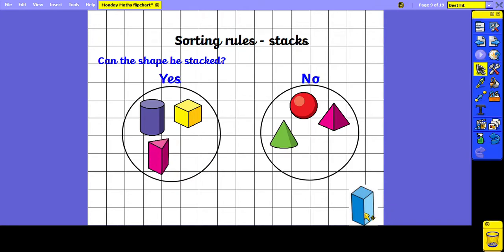And finally, the cuboid we can stack. Okay, so these ones can be stacked and these ones cannot.